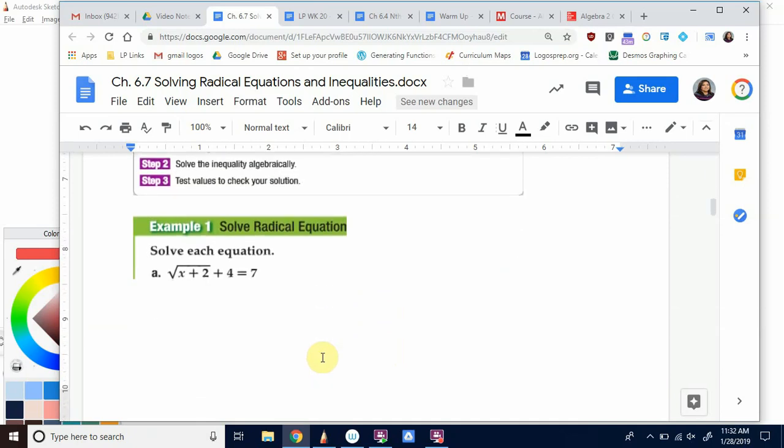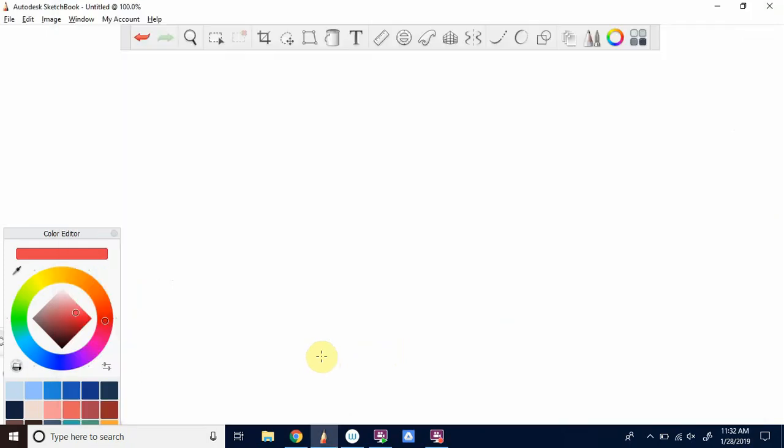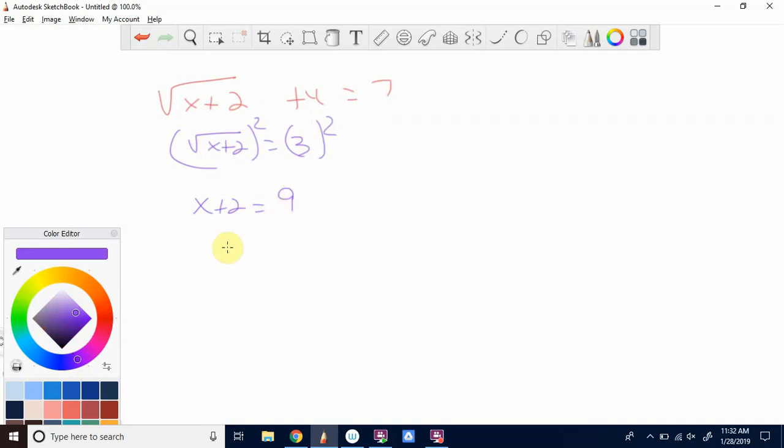So let's look at example 1, solve the equation. Here we have the square root of x plus 2, plus 4 equals 7. This is an equation, so we have to isolate the radical by subtracting 4 from both sides. This is an index of 2, so we're going to square both sides. We get x plus 2 equals 9, so x equals 7. There's our solution. Let's make sure it's not extraneous.